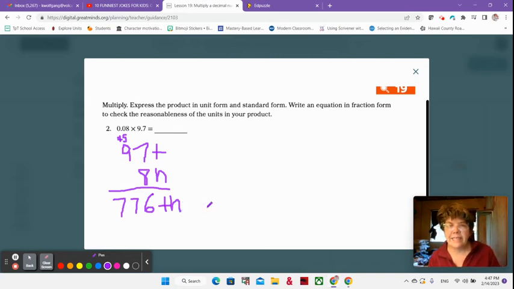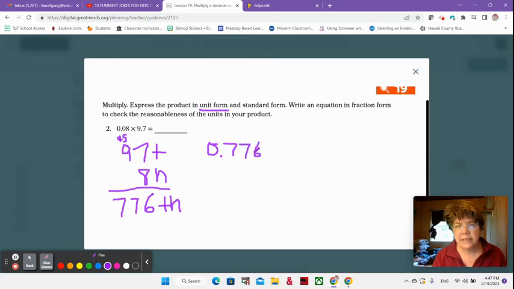Now, how do we write that in standard form? We got it in unit form. Awesome. Now we have to write it in standard form. 776 thousandths. Well, this is what I recommend you do. I recommend you write 776. And does the 6 land in the thousandths place? Then we're good, right? 776 thousandths. Okay, there it is in standard form.